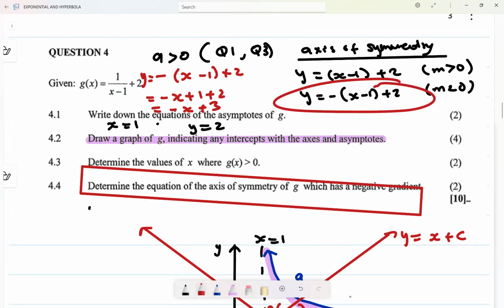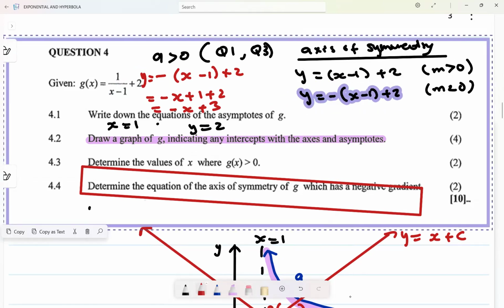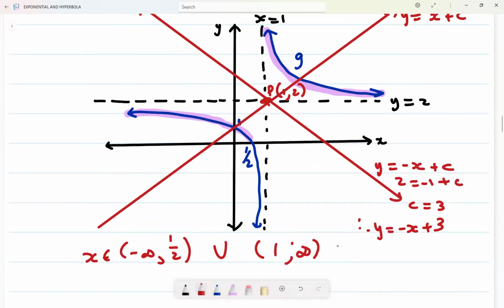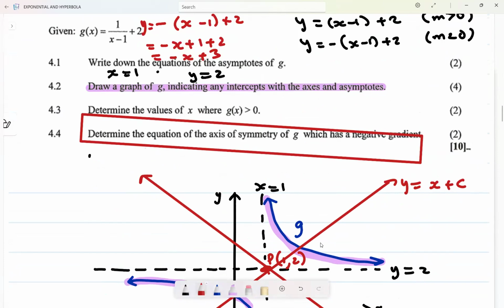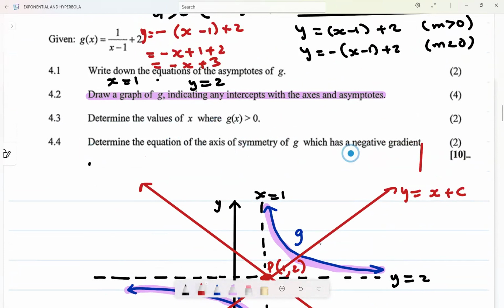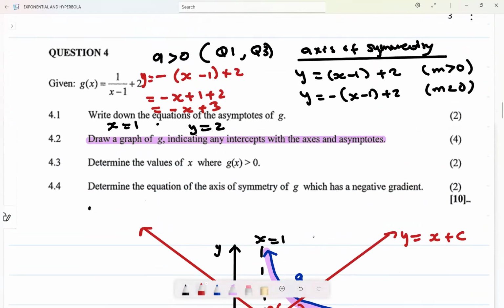With a negative gradient, I get what? Negative x plus 3. It is also the same thing when you use y is equal to mx plus c, guys. Very beautifully the same. So this is very beautiful, guys. So yeah, that's the one for May, June 2024, question 4.